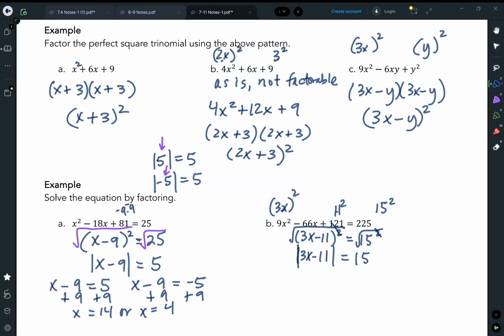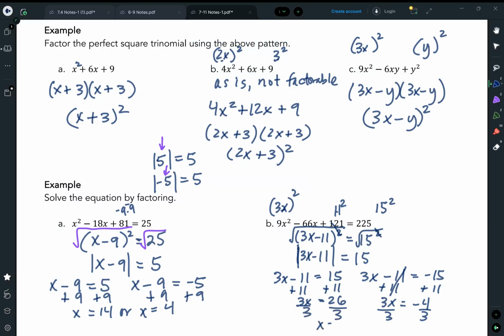So either 3x minus 11 is equal to 15, or 3x minus 11 is equal to negative 15. My first step is to add 11 all the way through. So 3x is equal to 26, or let's see if we can get the second one in here. That zeroes out. 3x is equal to negative 4. Divide by 3. So either x is 26 thirds or x is negative 4 thirds. Barely any space to fit that in there, huh?